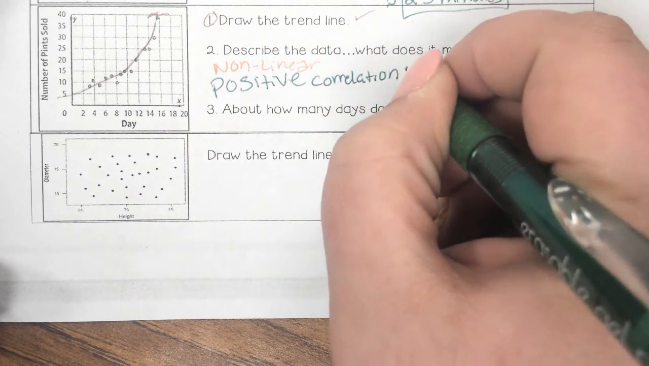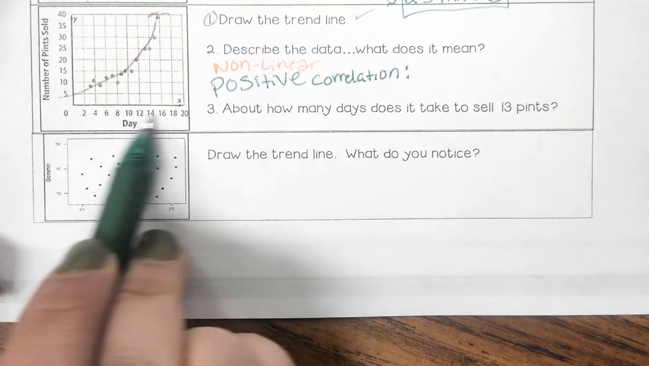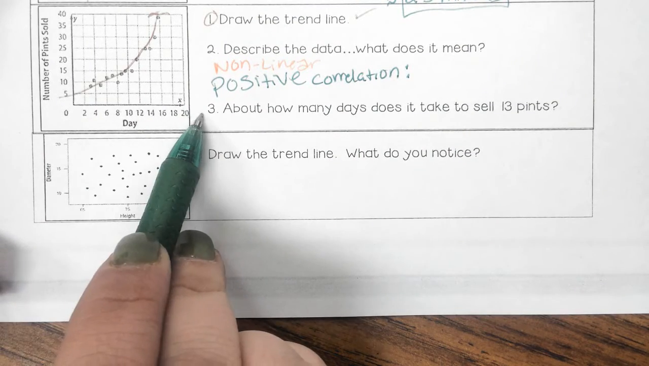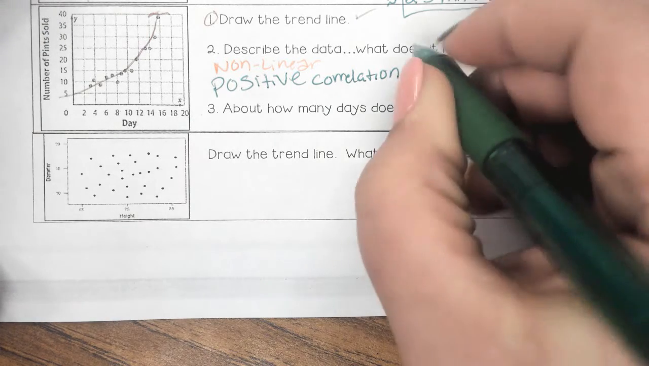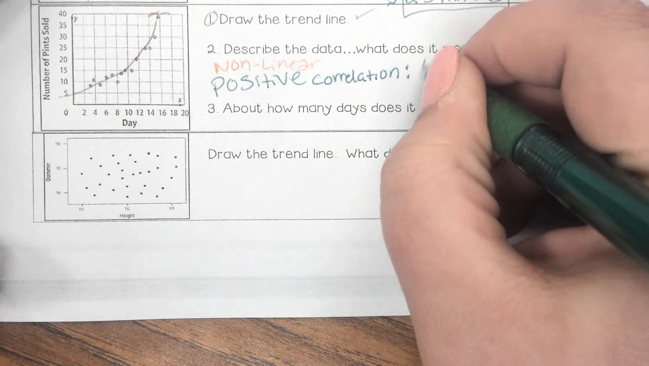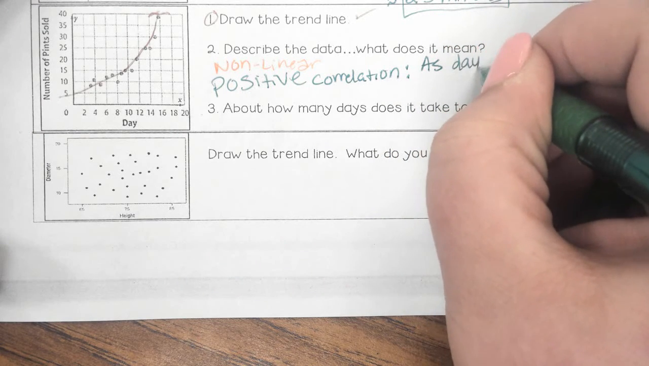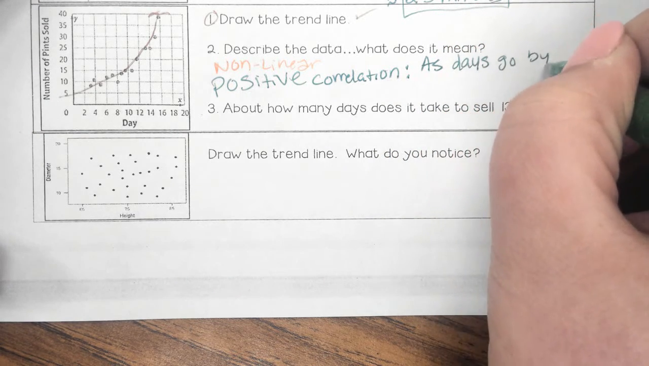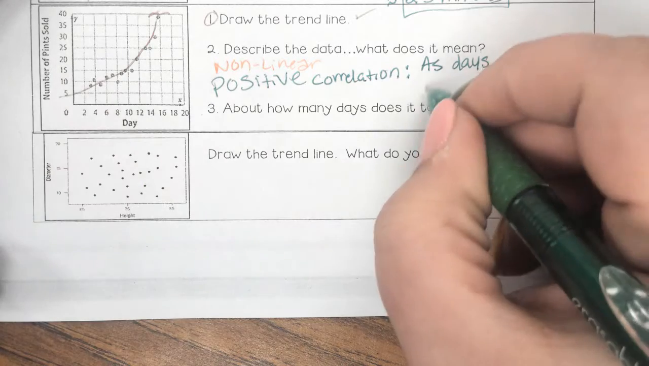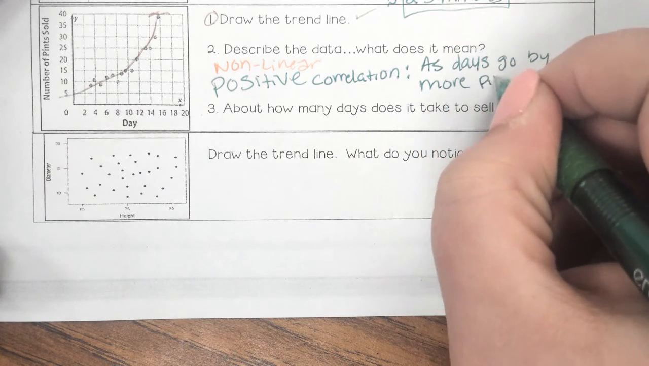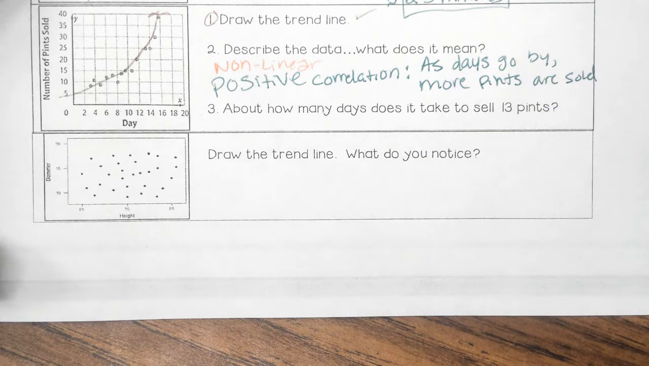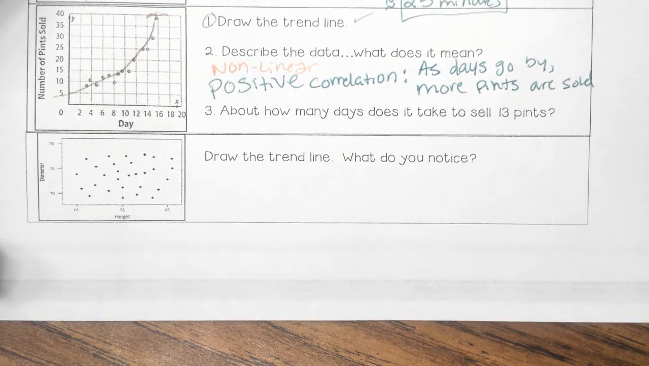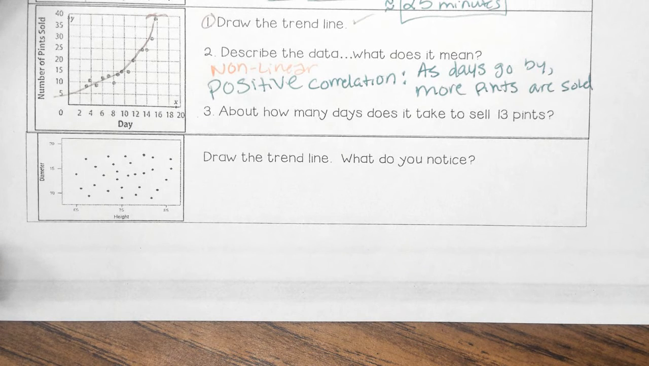Since this is a positive correlation, I know that as whatever the x values represent increase, whatever the y values represent are also increasing. So as the days go by, more pints are being sold. So that's a good description of the data.